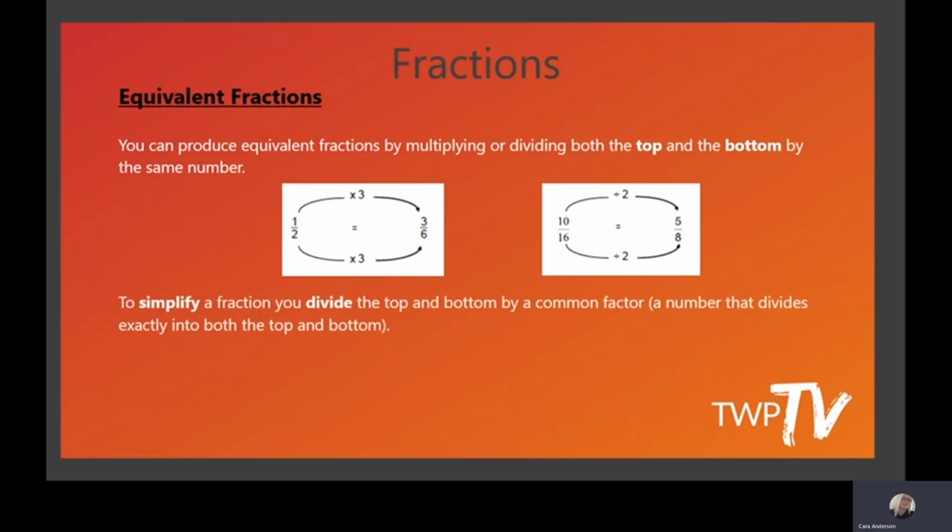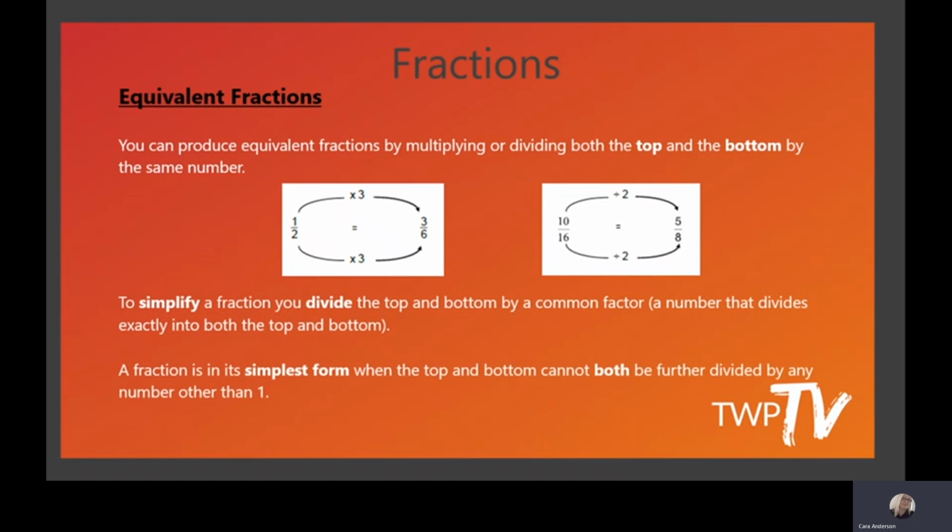So to simplify the fraction, you divide the top and the bottom number by the common factor. So that's the number that divides exactly into both the top and bottom number. So a fraction in its simplest form is when the top and bottom number cannot both be further divided by any other number other than 1.